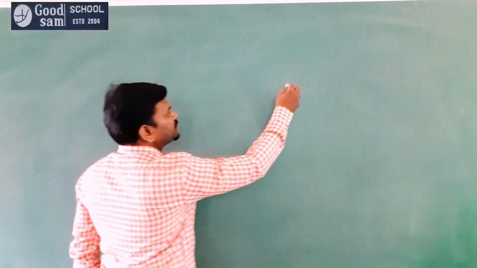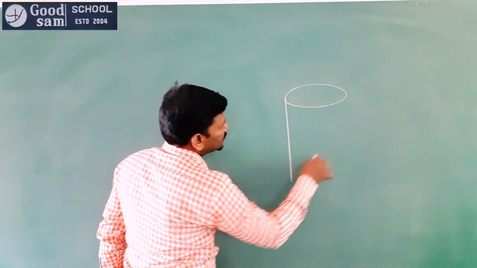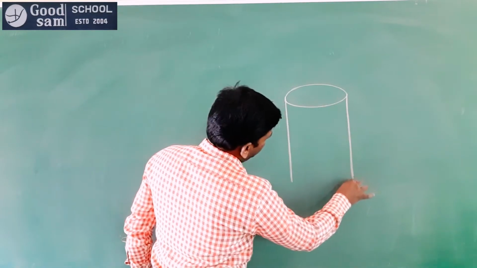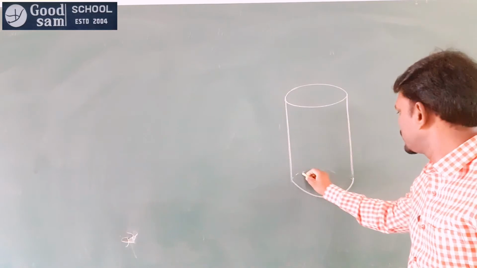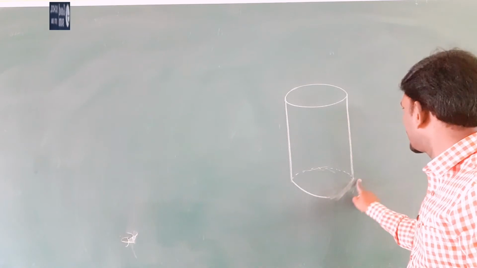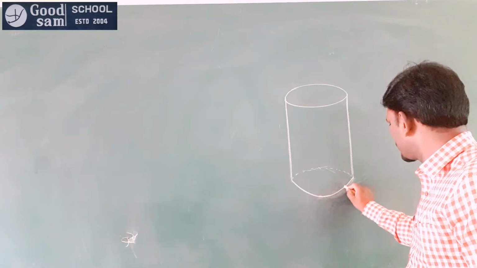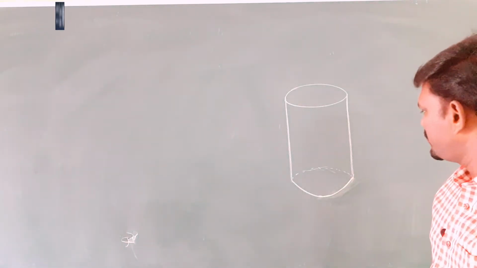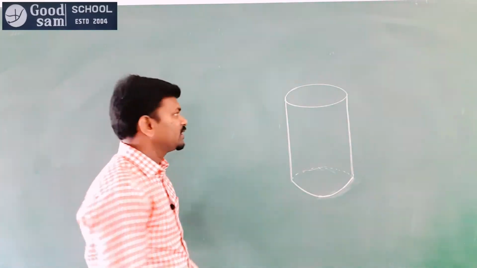Look here. What shape is this? It is a cylinder, it is in the shape of a cylinder. Cylindrical shape. So how will the hollow cylinder be? See here.